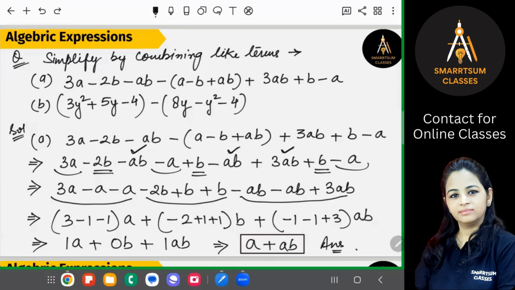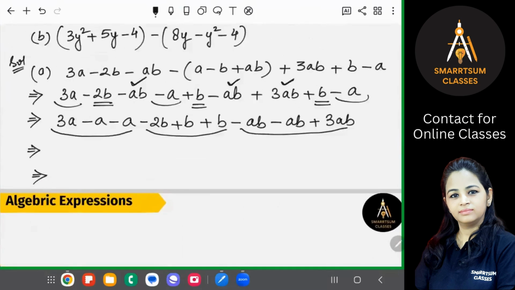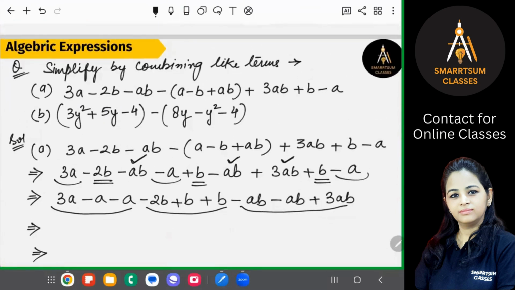Now listen here. Whenever we are writing in this form, like this and this and this, we can also do it directly. So let me show you how to do this directly. Okay, we have completed till here. Now, 3a minus a minus a. So what will it become? 3a minus a minus a will become 2a.